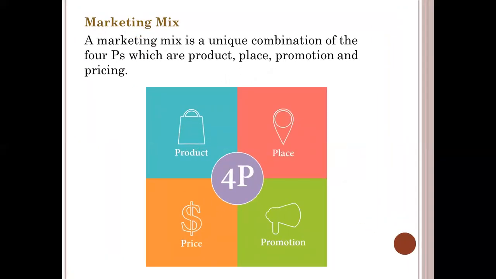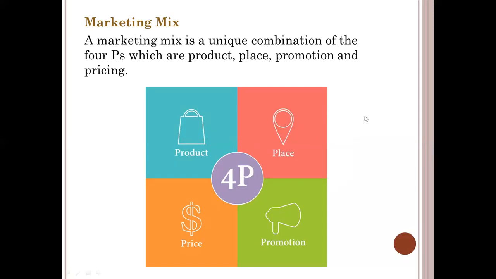Marketing mix. A marketing mix is a unique combination of the 4 P's, which are the product, place, promotion, and pricing. So in order to satisfy the target market and achieve competitive advantage, there must be a carefully designed marketing mix. A careful blending of the strategy mix that satisfies a chosen target produces a subset of the overall marketing strategy. So this 4 P's is the traditional way of viewing the components of marketing.